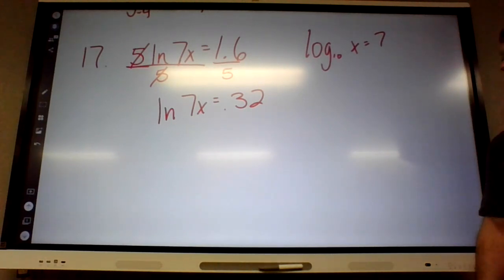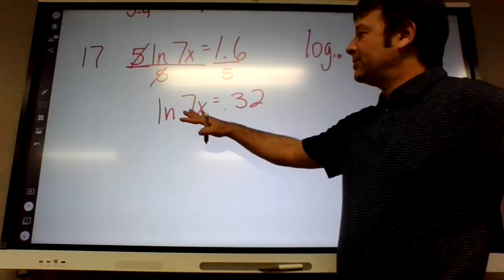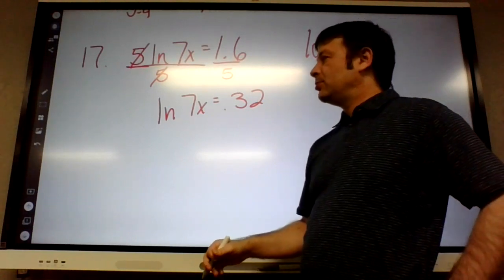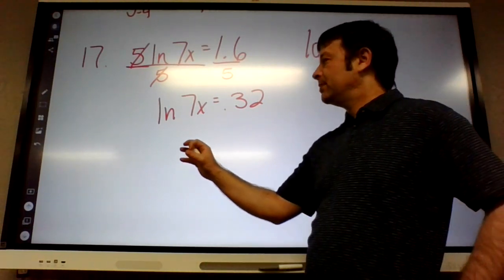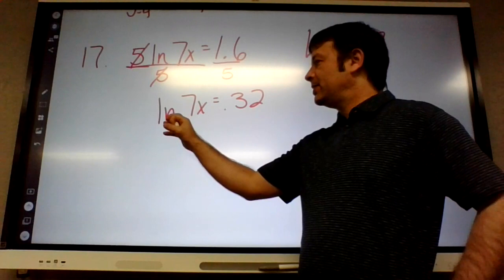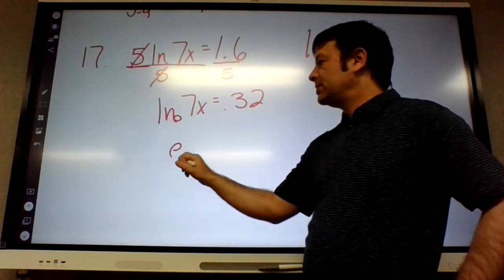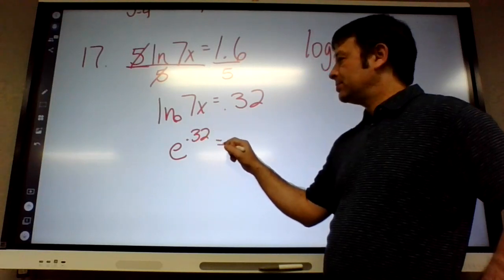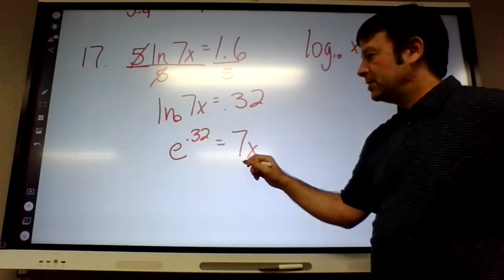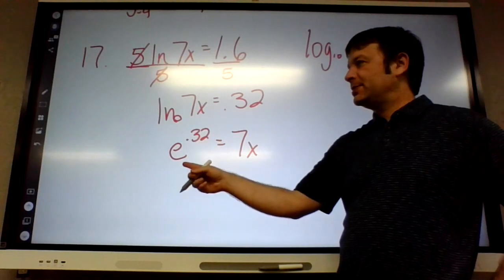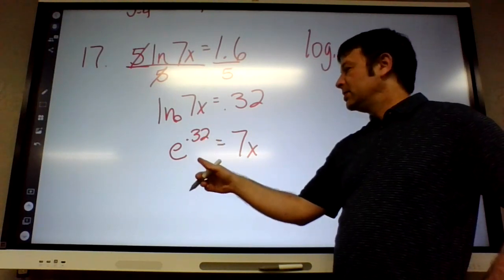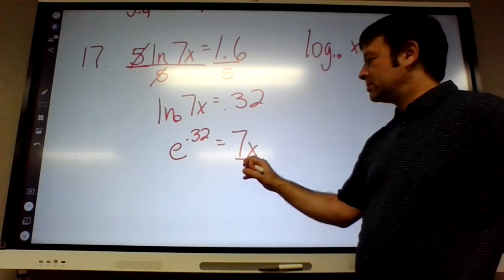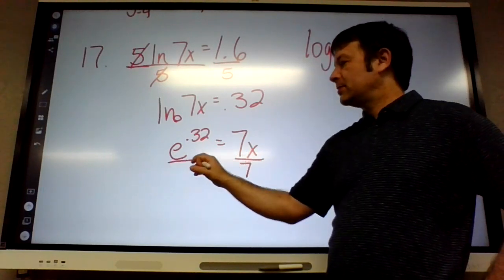Okay, now that we've cleaned up the log, it's ready to transform into exponential form. So what would this be in exponential form? What's my invisible base right here? E. So it's e to the 0.32 equals 7x. Okay, e to the 0.32 is just some weird decimal. But to finish it off, how do I solve for x? Divide by 7, yeah.